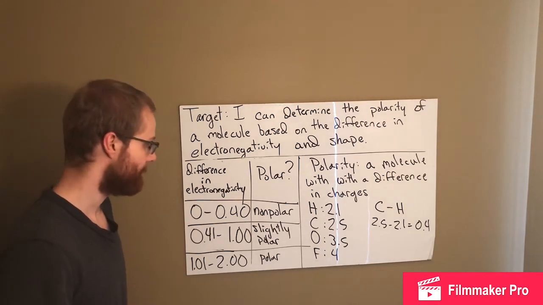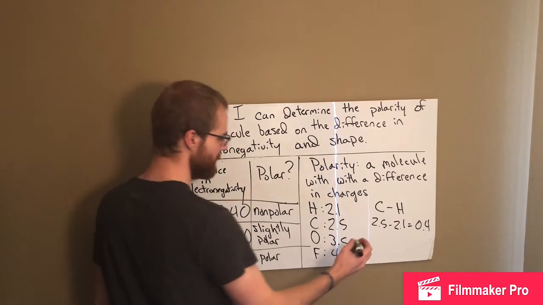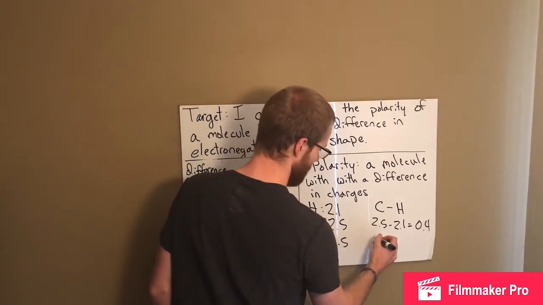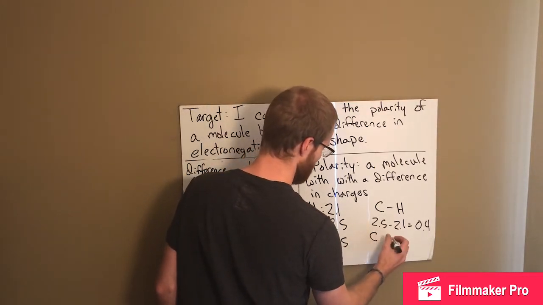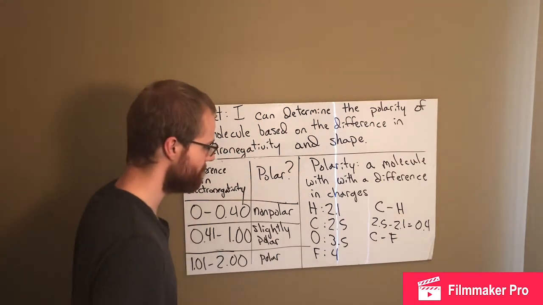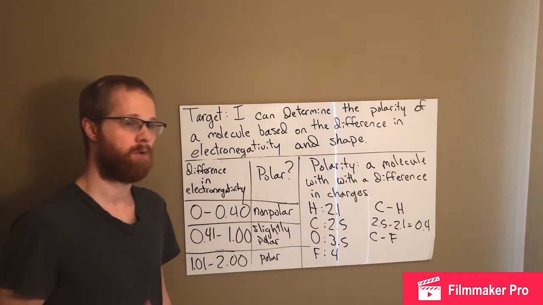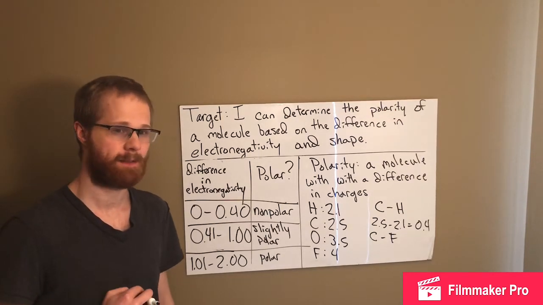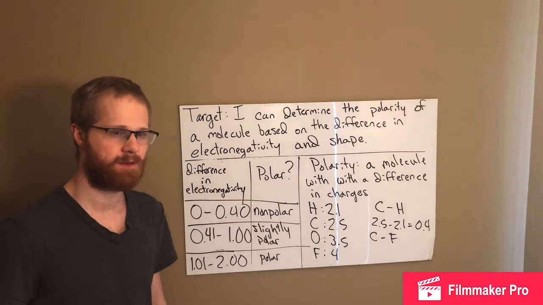Okay, you try one. Let's say we've got a carbon bond and it's connected to fluorine. Would that be polar, non-polar, slightly polar? Pause the video, see if you can figure it out.